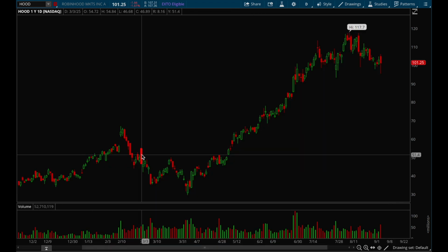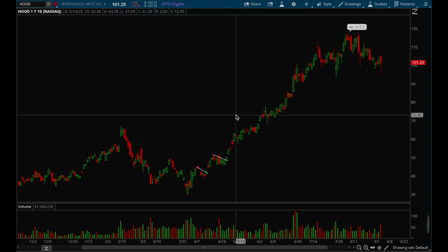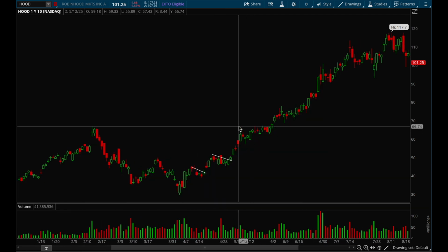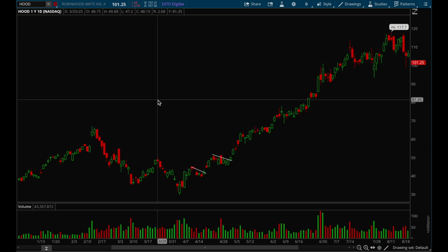This works on strong momentum names like, for example, Hood. This is a name that bottomed in March, then had a nice bounce, formed a flag, and broke out. This is the mini flag here, and it broke out, formed another flag, and broke out. Let's say you missed these opportunities. What you could do is wait for some sort of hammer candle to form and buy based off that hammer candle. Here you see there's a hammer candle that formed right on that candle.